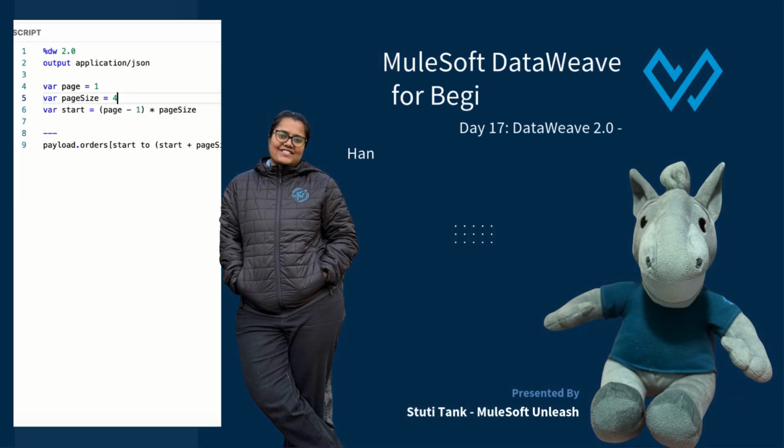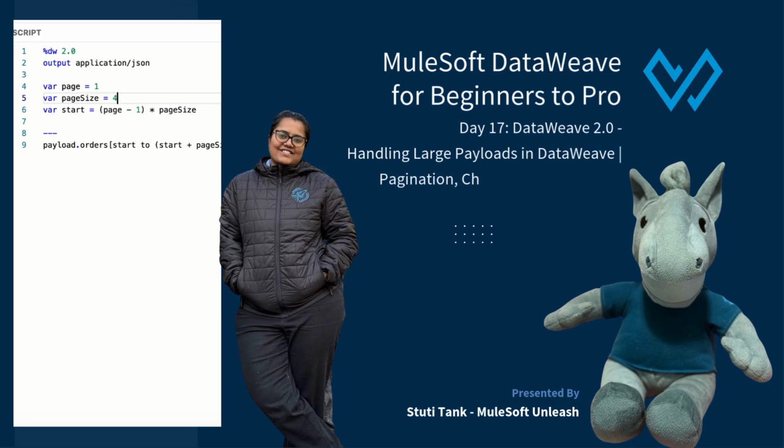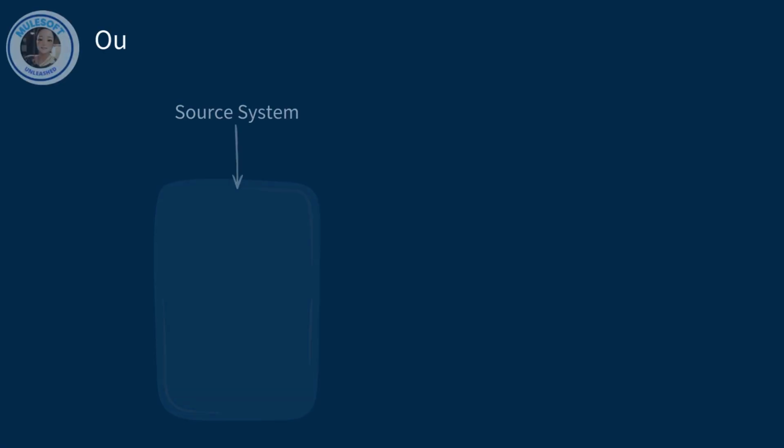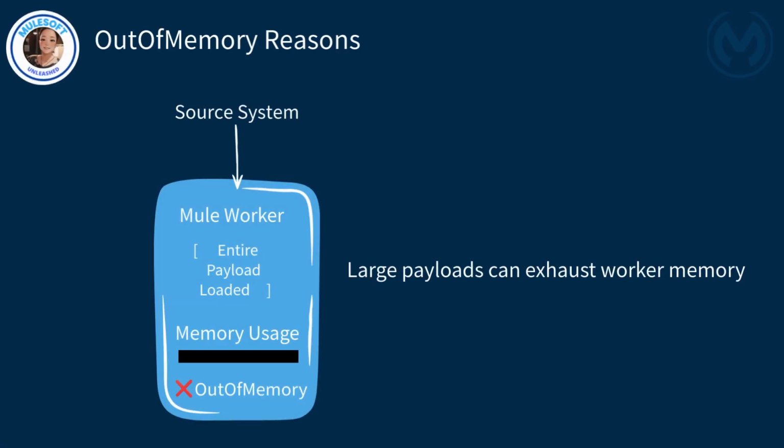In today's session, we're going to explore an important concept in MuleSoft integrations: how to efficiently handle large payloads using pagination, chunk processing, and streaming patterns. In real-world enterprise integrations, we often work with large datasets such as product catalogs, customer records, transaction data, log streams, or batch API responses. Sometimes these payloads can contain thousands or even millions of records.